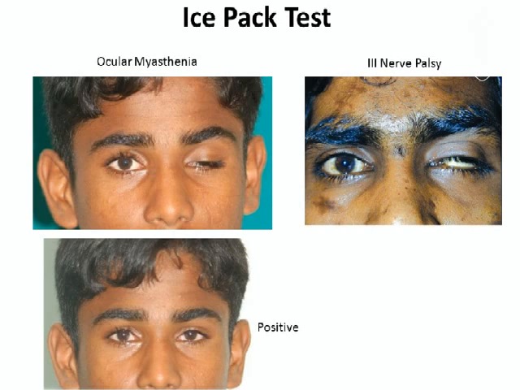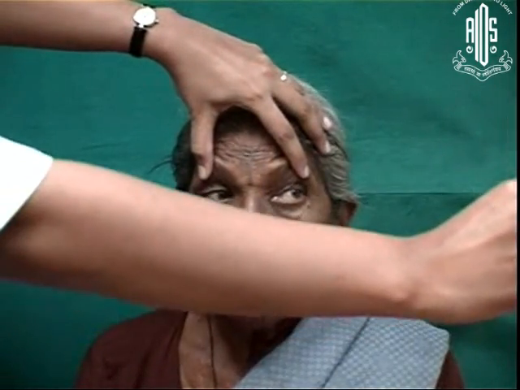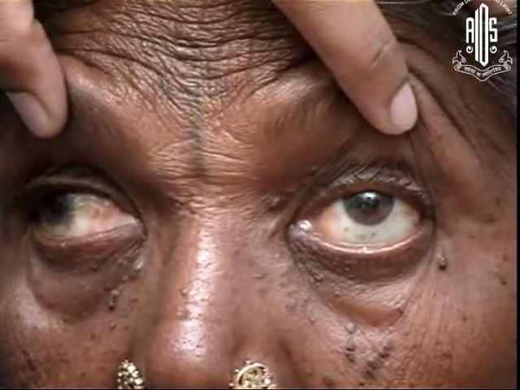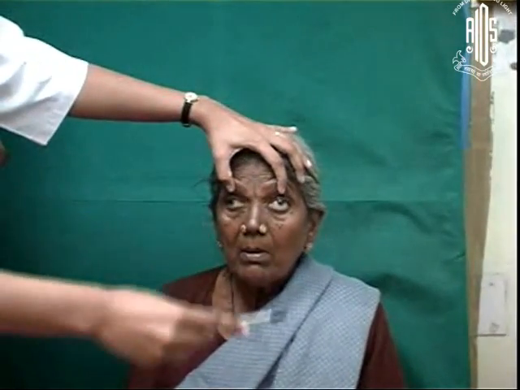So this is a video. This patient has got abduction restriction. Here you can see adduction restriction, elevation restriction minimally, and depression. It almost resembles third nerve palsy, but it was a case of ocular myasthenia by the history and all those which was explained earlier.